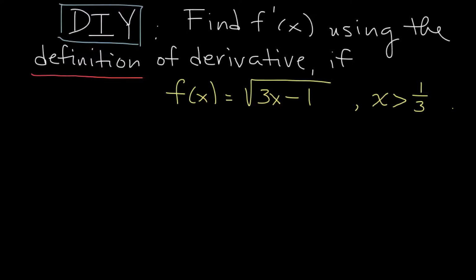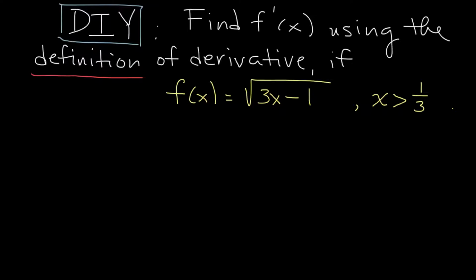Here's a problem for you to try. Let's take a look. It says find f prime of x using the definition of derivative if f of x is equal to the square root of 3x minus 1, where x is greater than 1/3. So let's take a look at that.